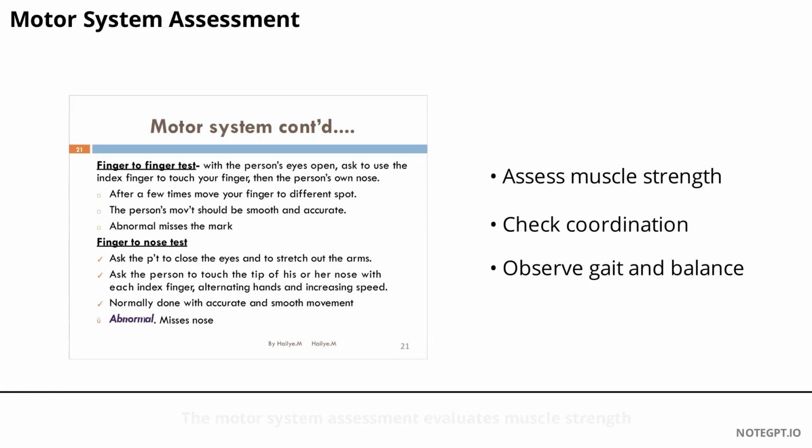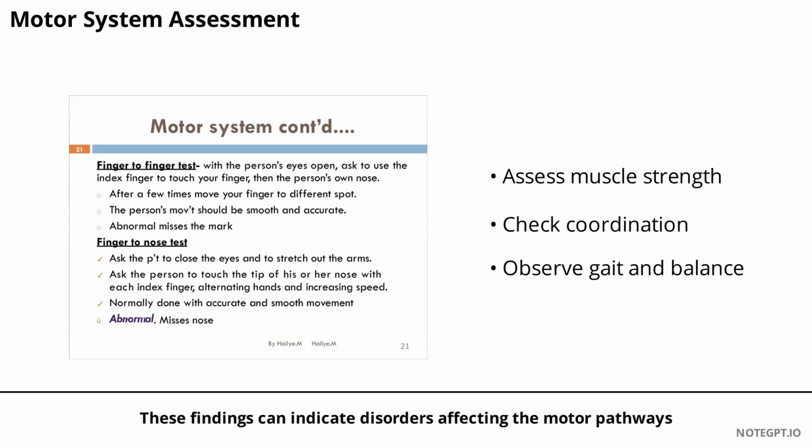The motor system assessment evaluates muscle strength, tone, bulk, and coordination. Observe the patient's gait, balance, and ability to perform rapid alternating movements. Tests like the Romberg sign, finger to nose, and heel to shin help assess cerebellar function. Grade muscle strength on a scale from 0 to 5, noting any weakness or involuntary movements. These findings can indicate disorders affecting the motor pathways, such as stroke or neuropathy. Always compare both sides for symmetry.